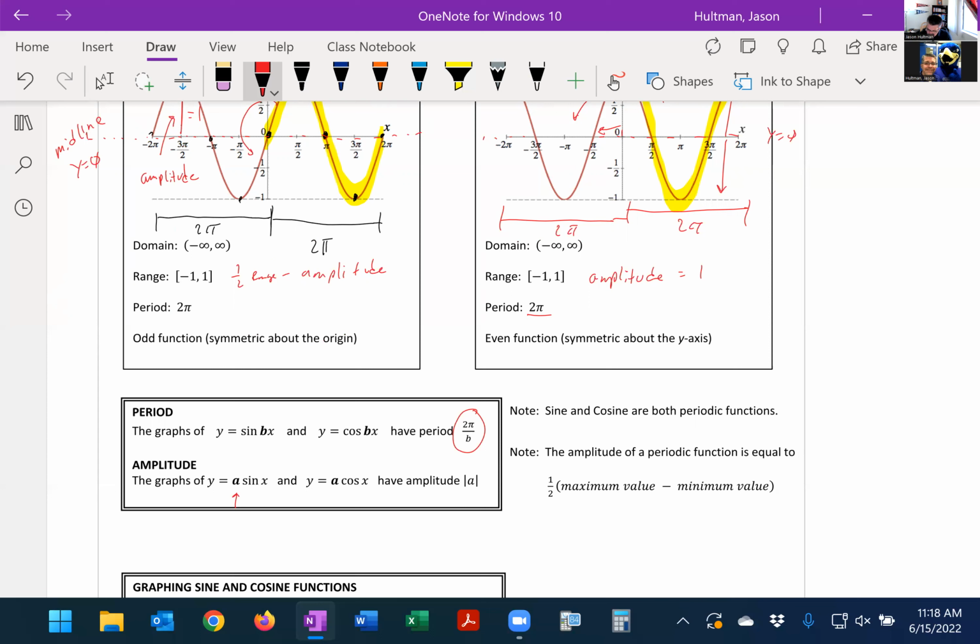Note, sine and cosine are both periodic functions, meaning that they continue to give the same values over and over and over again. The amplitude of a periodic function is equal to 1/2 the maximum value minus the minimum value.